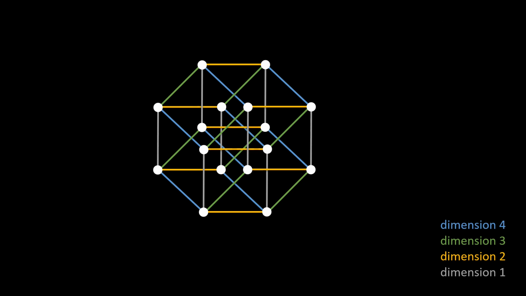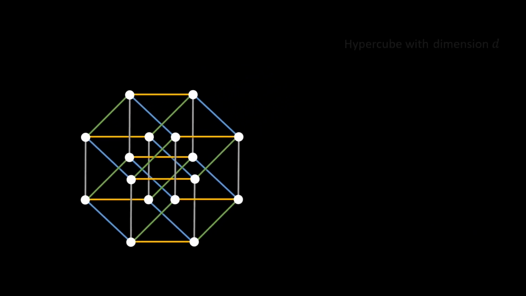Let's try to understand the properties of a Hypercube of dimension d. In our picture, d is equal to 4. First of all, note that a Hypercube of dimension d has exactly 2 to the power of d nodes. We started out with a single node and then doubled the number of nodes with each dimension. So after d dimensions we doubled the network d times, and hence the number of nodes, which is usually denoted by n, is 2 to the d.